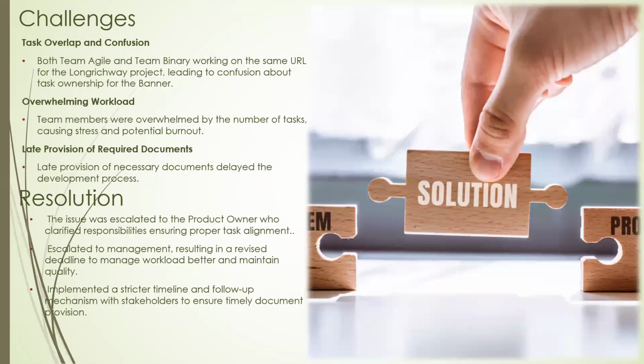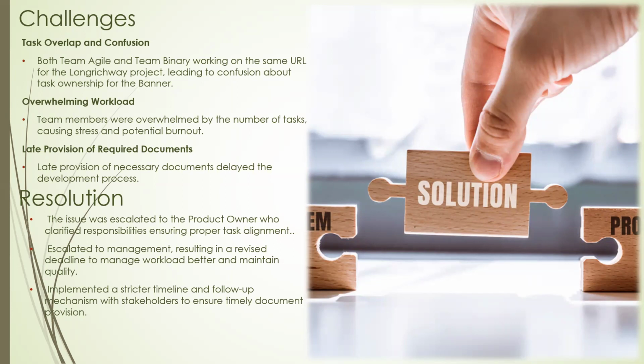Looking at the challenges we had at the beginning, we had task overlap and confusion. Team Agile and Team Binary were working on the same URL, so there was a bit of confusion at the beginning, and the team too were overwhelmed due to the number of tasks we were given. Also, one of the challenges, as mentioned earlier by the ADM, is the late provision of the required documents for development of certain PBIs.